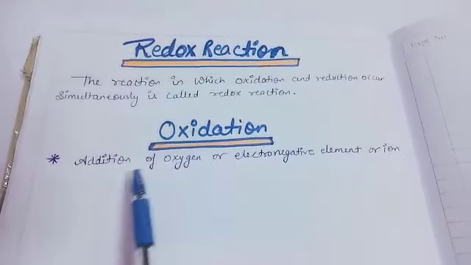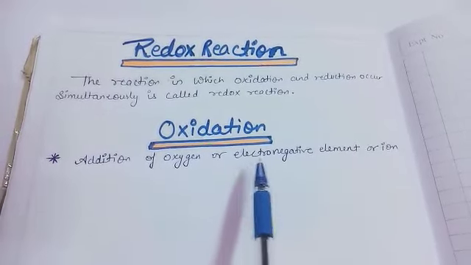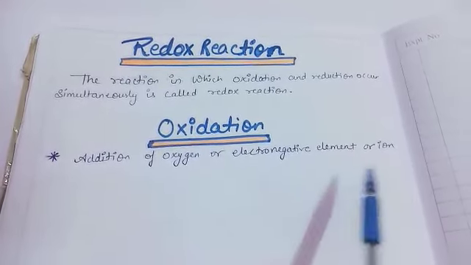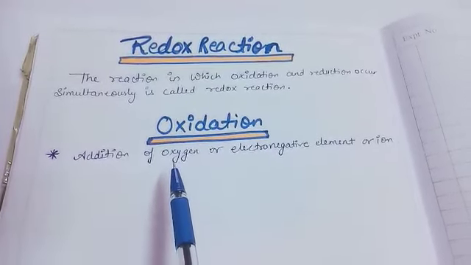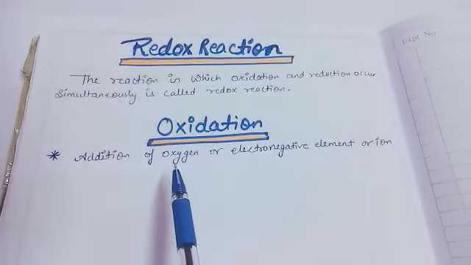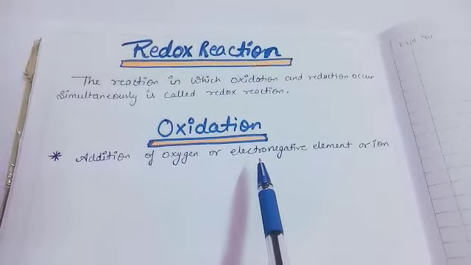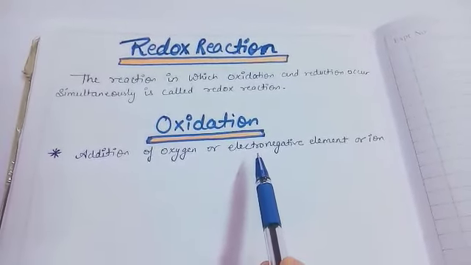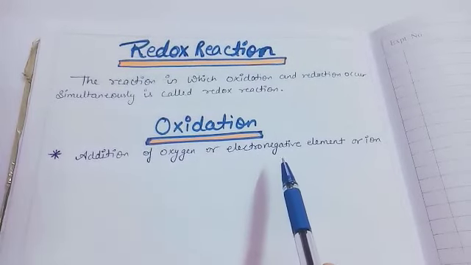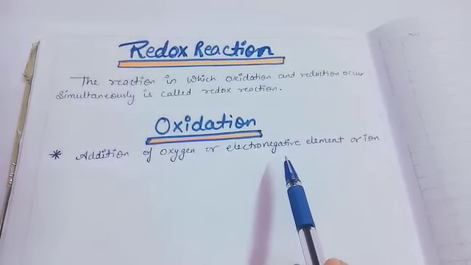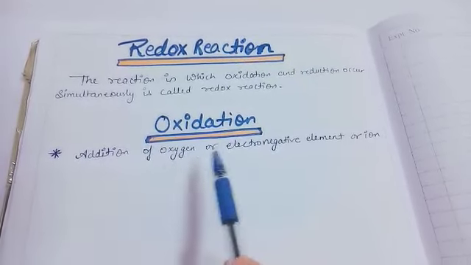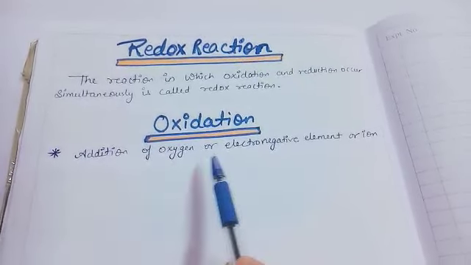Oxidation is the addition of oxygen or an electronegative element or ion. Simple: whatever the reaction, if there is an addition of oxygen in it, or instead of oxygen maybe addition of an electronegative element. Electronegative element means those that have a tendency to gain one or more electrons, for example chlorine, fluorine, oxygen, nitrogen. If there is addition of oxygen or electronegative element or ion, that is known as oxidation.